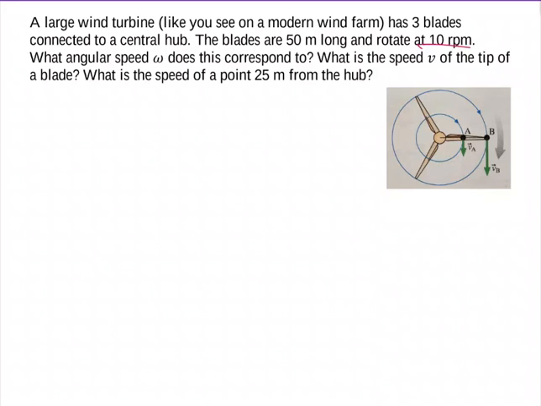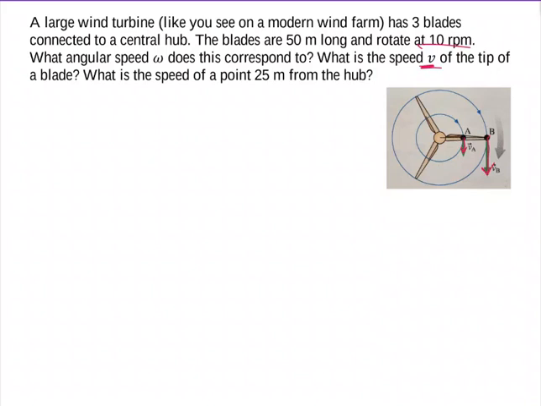So what angular speed omega does this correspond to? Basically, how fast are these blades actually turning? And then what is the speed v of the tip of a blade? What is the instantaneous linear speed of the tip of that blade? And what is the speed at a point 25 meters from the hub? Now, will B be moving faster or slower than A? Faster. It has to, just to keep up. So we already know that, but what is the actual speed? So what do we do?